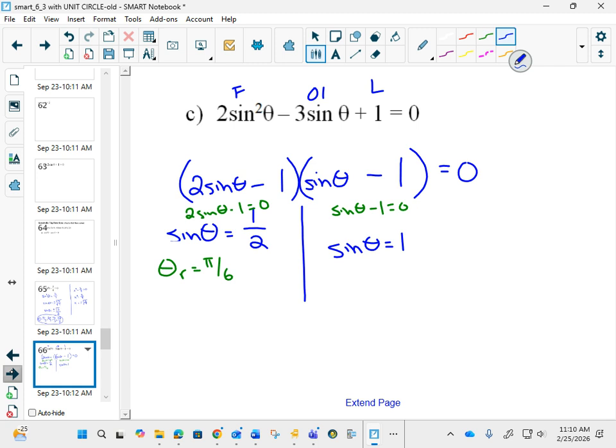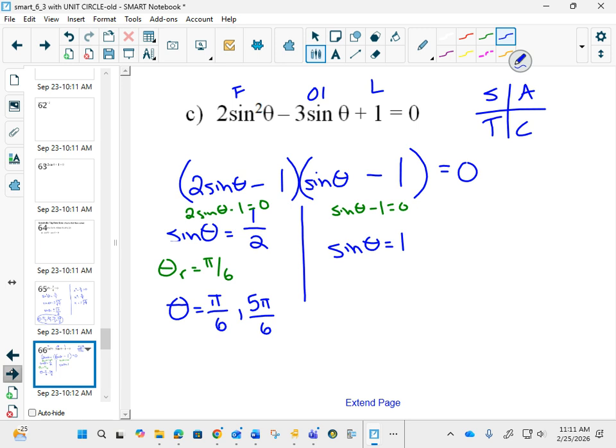And you could go directly to the answer and say, okay, I know it's my pi over 6 family. I know sine is positive, so it'll be in quadrant 1 and quadrant 2, according to the CAST rule. Sine is positive in quadrant 1 and quadrant 2. May as well write the CAST rule up here just to keep it in our mind.